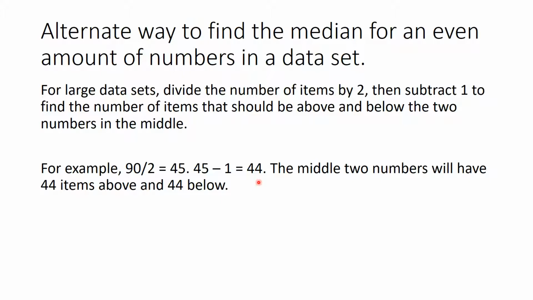And just remember, once you find those middle two numbers, that's not it. You need to make sure you find the average of those two middle numbers, adding them together and then dividing the sum by 2. And then you'll have your median, and there you go.